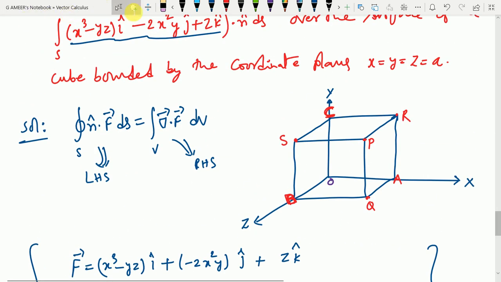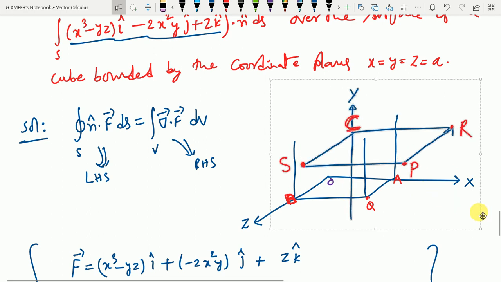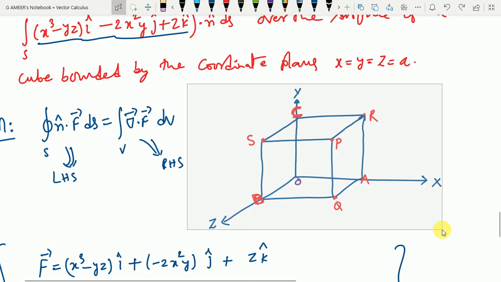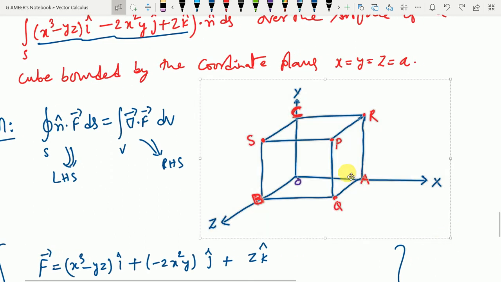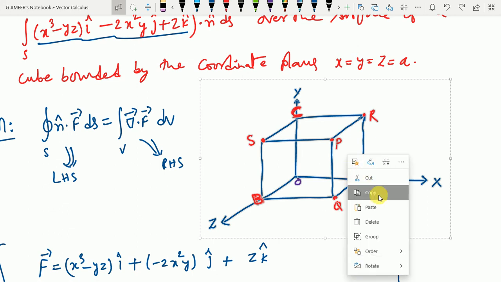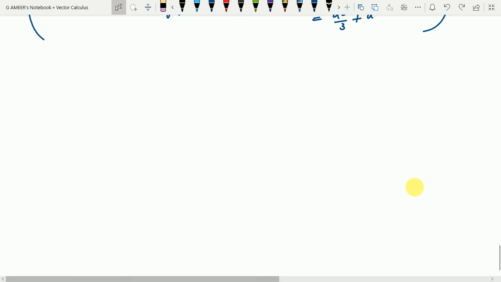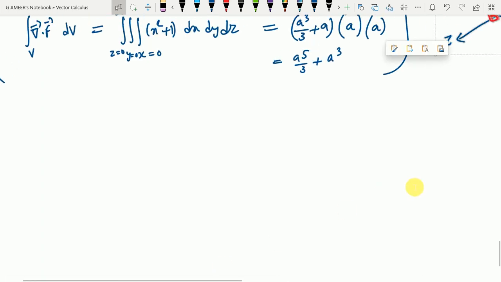So I'll select the cube here. So we'll need the cube. Let us select the cube. Okay, fine. So I have the cube here.